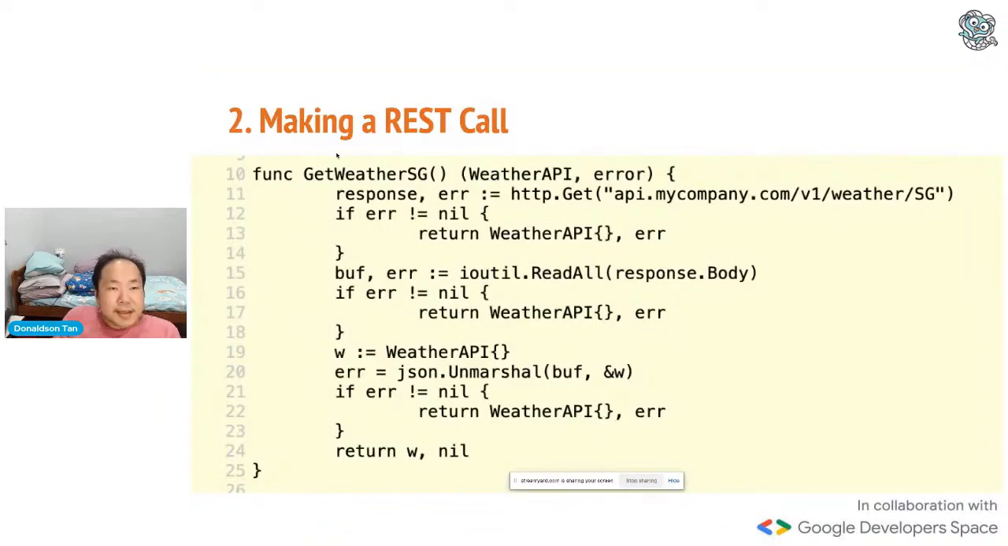The next one is making a REST call. This is also another common error. Can you see what's wrong with this code? It's not very obvious. Everything here looks normal. The error is that there is something wrong with the HTTP client. When the server api.mycompany.com doesn't respond, this program hangs because there is no timeout.